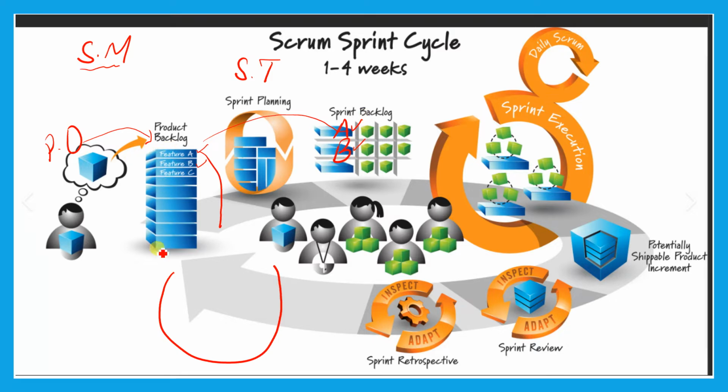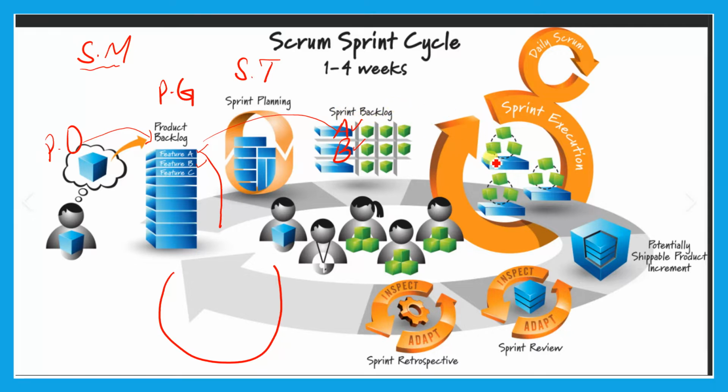When all this list is complete, it is called the product goal. And when each of these items is completed, these are called the sprint goal, right? After this, in sprint planning, the Scrum team decides we can complete two items A and B, so that is called the sprint backlog.